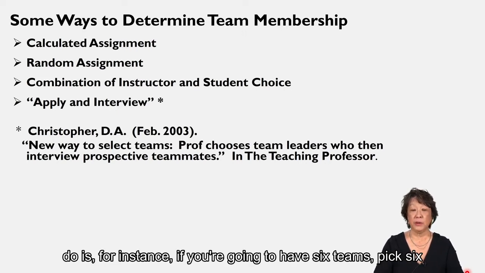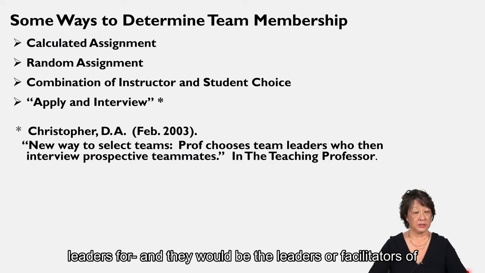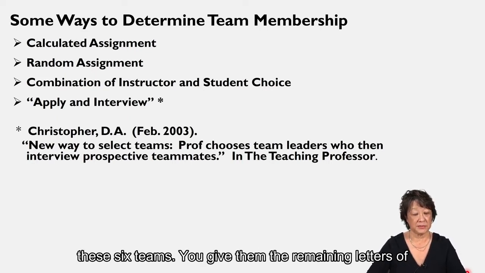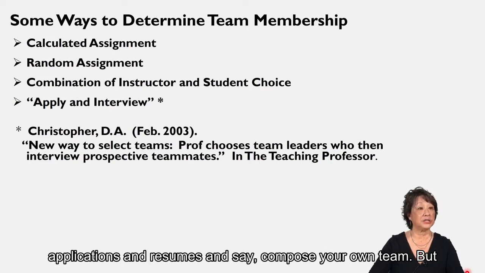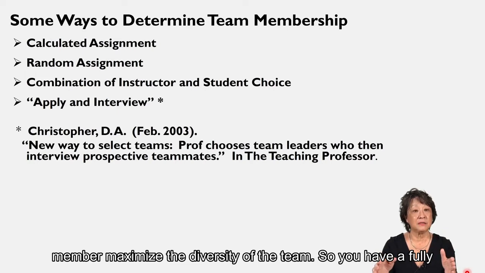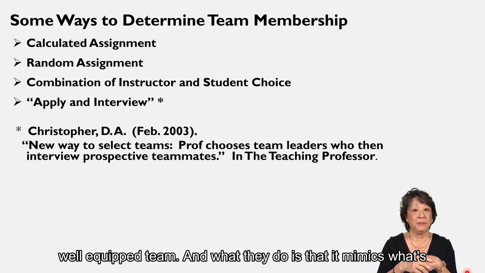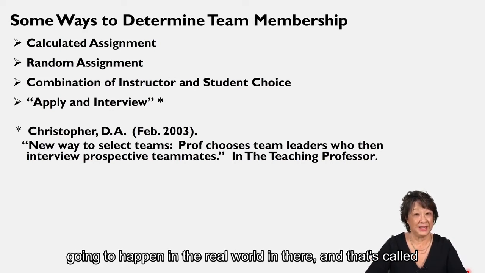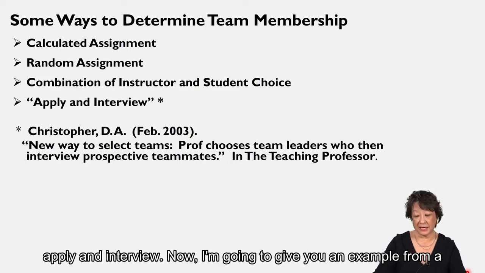And what you will do is, for instance, if you're going to have 6 teams, pick 6 leaders, and they would be the leaders or facilitators of these 6 teams. You give them the remaining letters of application and resumes and say, compose your own team. But remember, maximize the diversity of the team so you have a fully well-equipped team. And what they do is that it mimics what's going to happen in the real world. And that's called apply and interview.